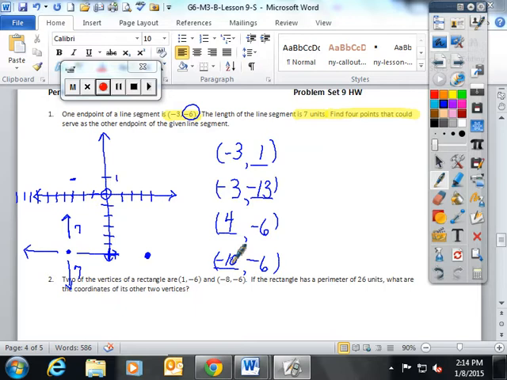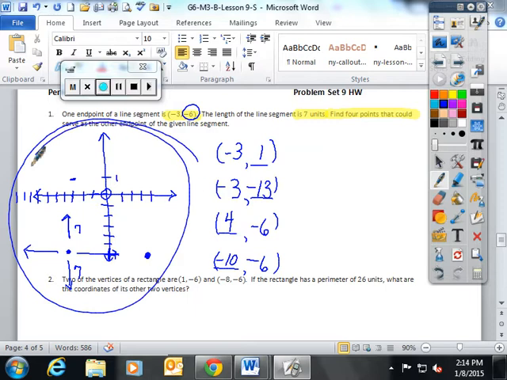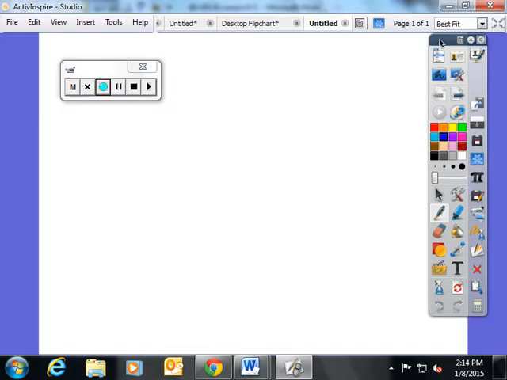Okay, and that's some of the things that we started talking about in class today. This is key. Just because a coordinate plane isn't provided doesn't mean students can't visually draw one and think about it. So let's try another problem together. Let's say I have the point negative 2, 5, and you want to draw a line segment from this point that is 7 units long.